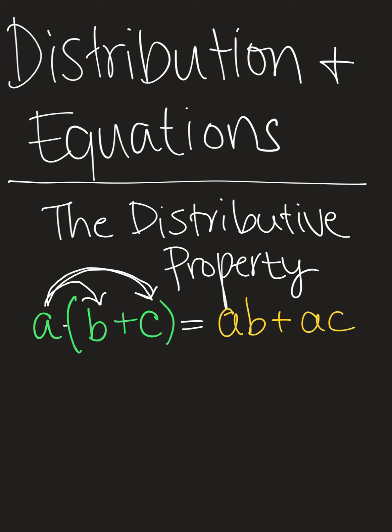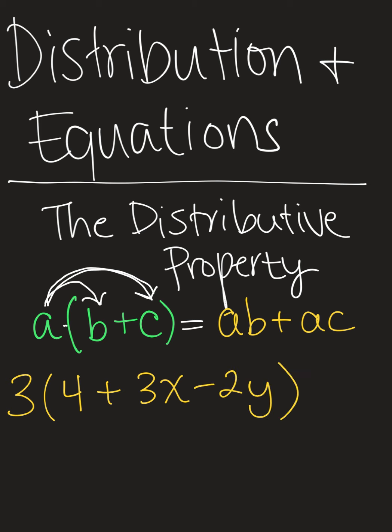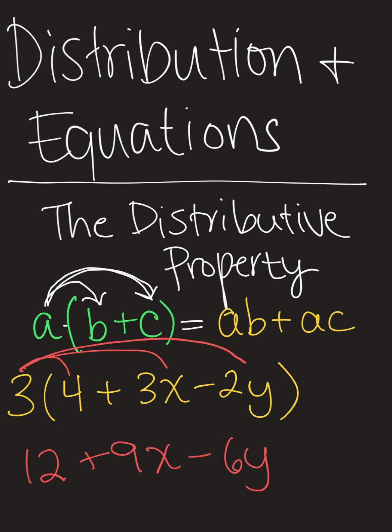So if this was 3 times 4 plus 3x minus 2y, right? I could do multiple terms here. 3 would multiply by the 4 to get 12. 3 would multiply by 3x, and I would get 9x. And 3 would also multiply by the minus 2y to give me negative 6y, or minus 6y. Now, I cannot simplify this anymore because none of these are like terms. That's a constant, that's an x variable, and that's a y variable, okay?